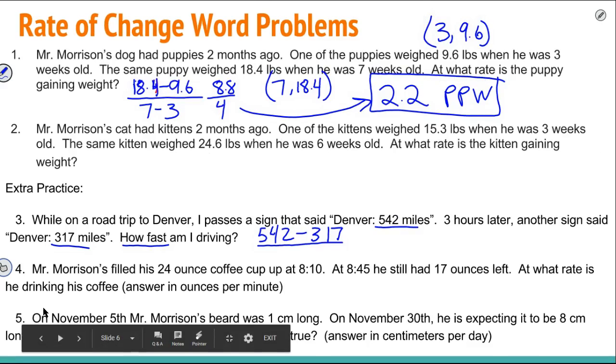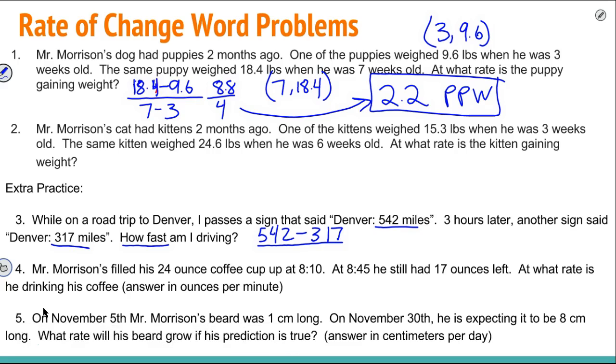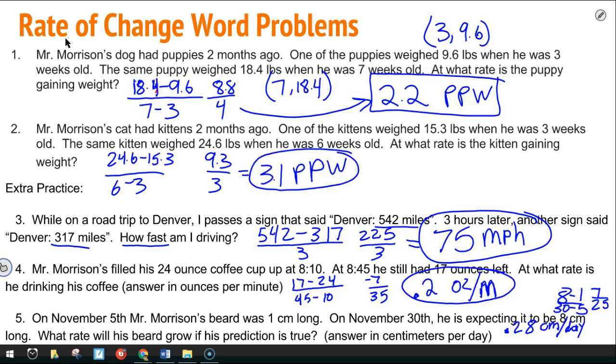Now, that change in distance happened over how many hours? One of them doesn't give me a time for the first one, but it says 3 hours later, so it's just going to be divided by 3. So 542 minus 317 is 225 over 3 hours, which is 75 miles per hour. I'm going to pause to give you the rest of it after that.